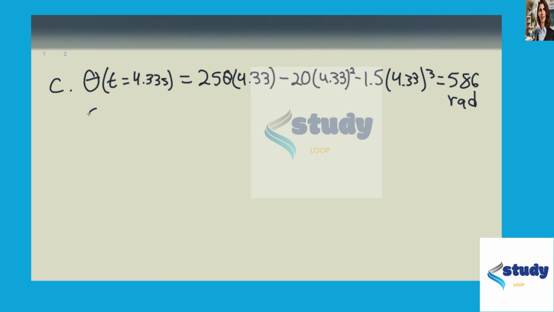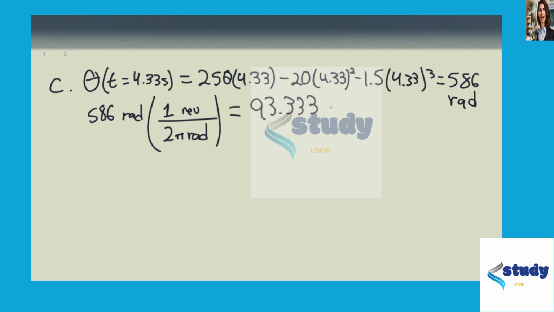At this point, we can say 586 radians, 1 revolution for every 2 pi radians. And we find that this is going to be 93.333 revolutions.